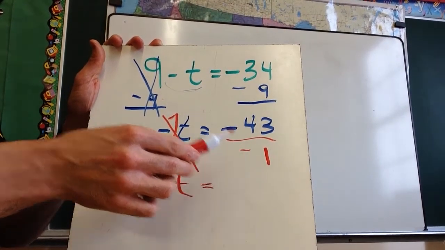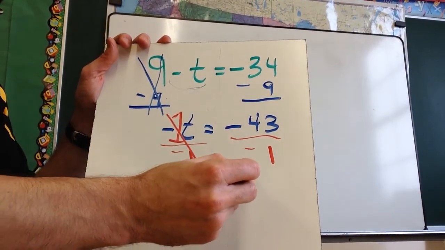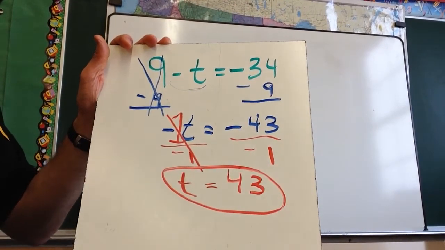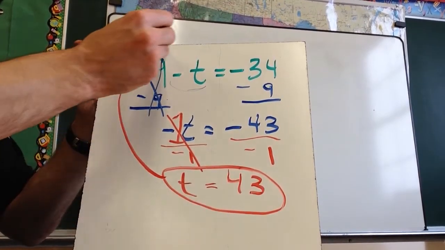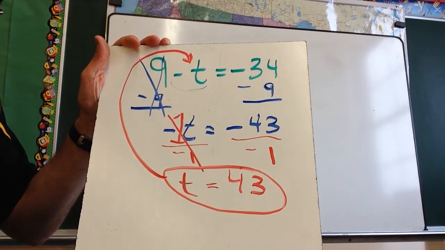But now I got negative divided by negative. That becomes positive, so now I know that t is 43. Now this is the type of problem where it's really great to be able to go back and check. So I can take this, I can substitute it back in, and I know that 9 minus 43 equals negative 34.